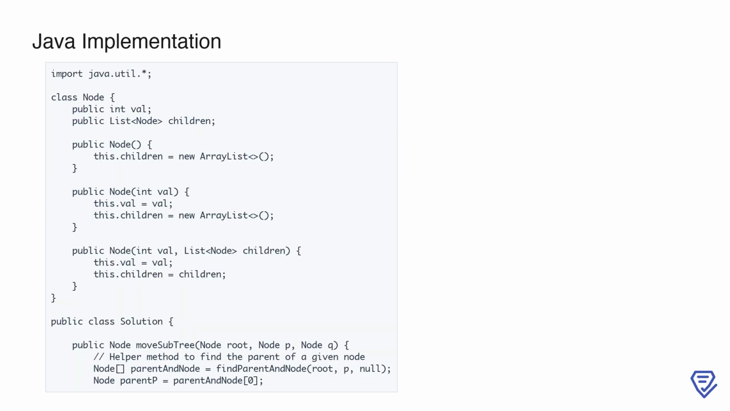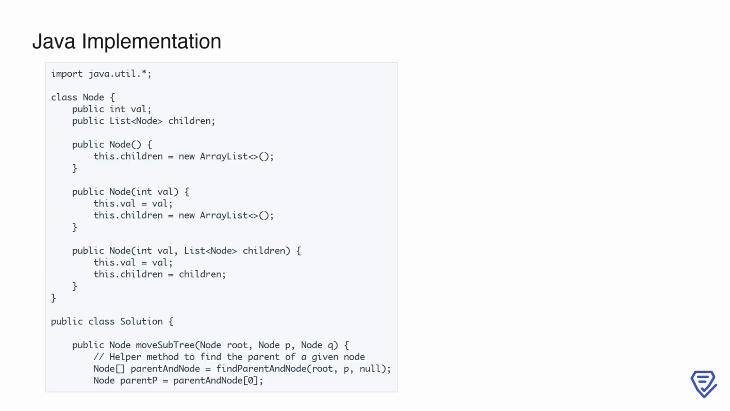Here, we start by defining the node class, which is the fundamental building block of our N-Ary tree. Each node has an integer value, val, and a list of children nodes. We provide three constructors: a default constructor initializing an empty list of children, one that initializes the node with a value, and another that takes both a value and a predefined list of children.